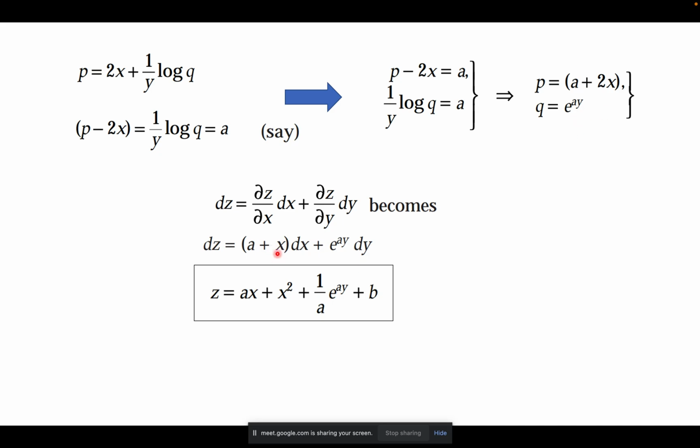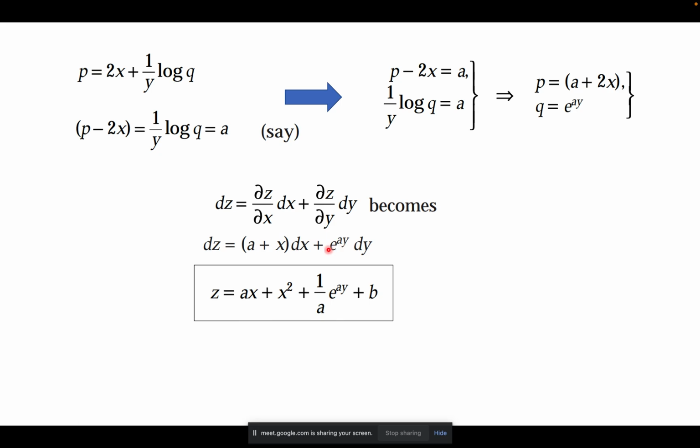So just to again mention, here you will have some factor of 2, a plus 2x, because your p is a plus 2x. Now what you need to do, you can just simply do the integration on both sides, right? So if you do the integration of dz, you will get z. Similarly the integration of a dx will be ax, and then the integration of 2x dx will be x square, because 2 and 2 will get cancelled, right? So you will be left with just x square.